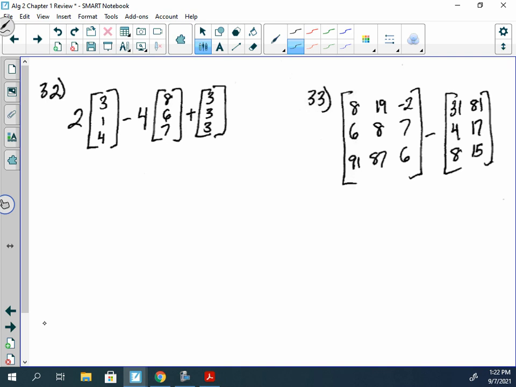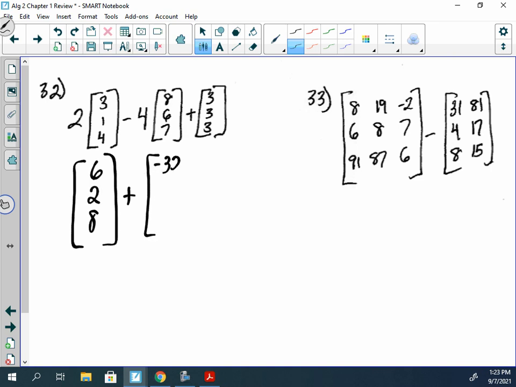Well, what do we do first? We multiply by 2. 2 times 3 is 6. 2 times 1 is 2, 2 times 4 is 8. Here I'll multiply by negative 4. Negative 4 times 8 is negative 32, negative 4 times 6 is negative 24, negative 4 times 7 is negative 28. And then we have plus 3, 3, 3.